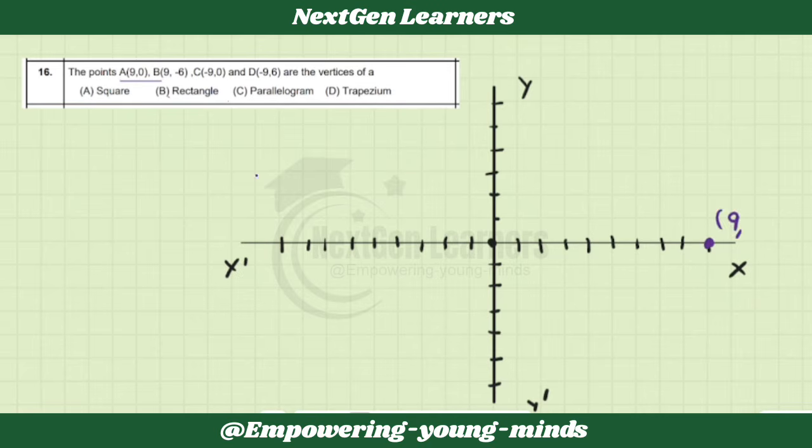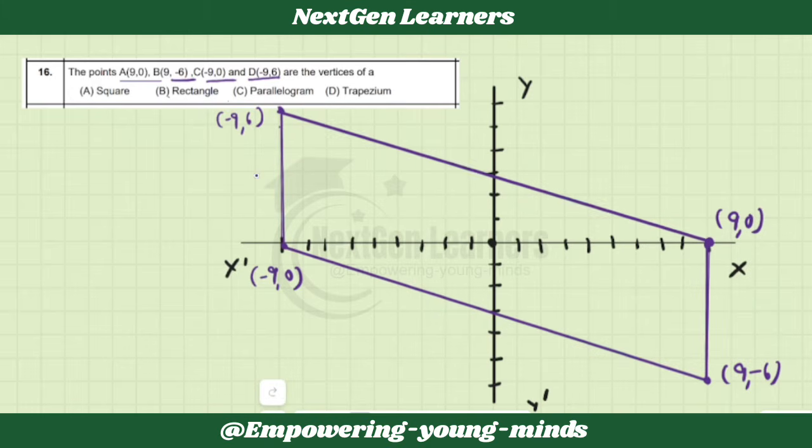9 and 0. Second is 9 and minus 6. So 9 and minus 6 will be here. Now the next point is minus 9 and 0. So minus 9, 0 will be here, and the last is minus 9 and 6. So minus 9 and 6 will be here. And if I connect all these points, my shape will look like this.